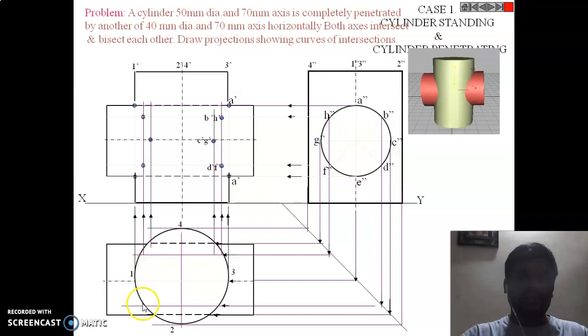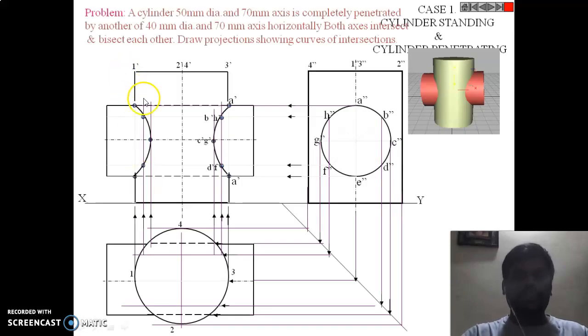This half of the curve, this rectangle is intersecting. Even this curve is also being intersected by the rectangle. So when you look, join them with a free hand, and even this side also join it with a free hand. You'll be getting the curve of intersection. A similar procedure needs to be followed on this side also, dear students.